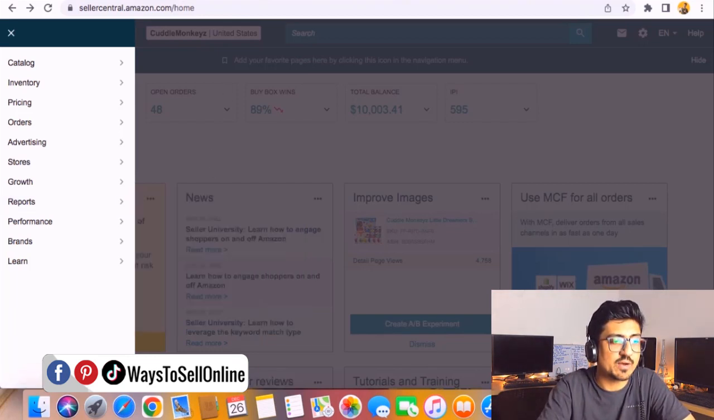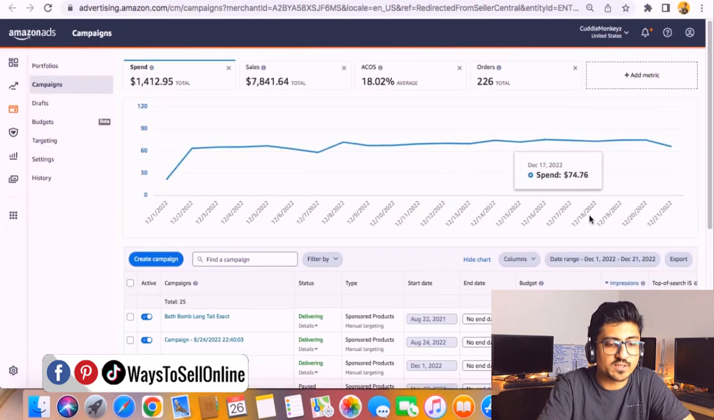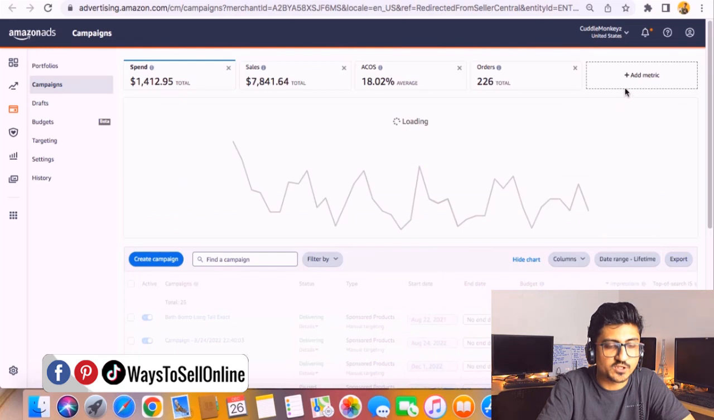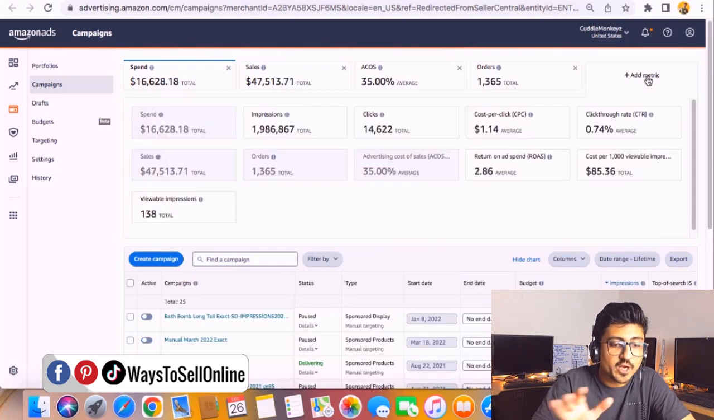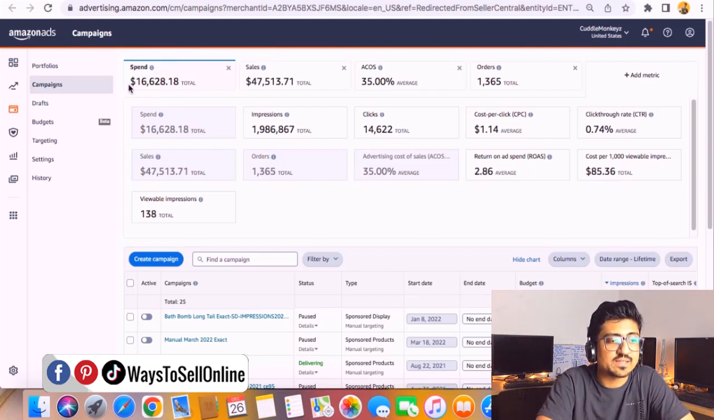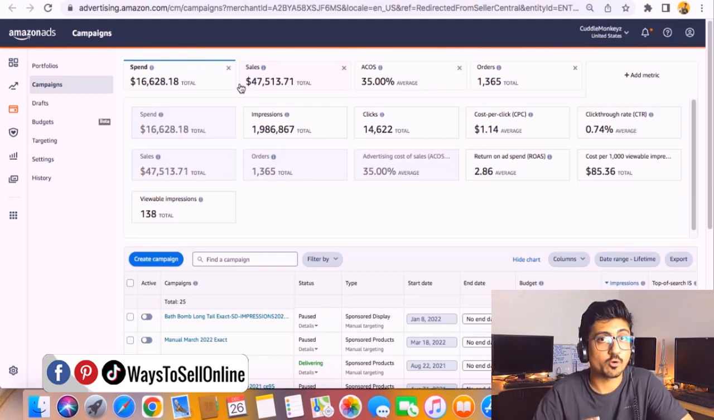So let's first go to advertisement manager, and here you can see that I can put the filter for the lifetime. And if I click on ad metrics, here you can see that this is the lifetime result of this account. Like you can see in lifetime, like in 1.5 years, because I started working on this account 1.5 years ago, the lifetime spend is $16,000. And you can see that against spending that $16,000, I got the sale of $47,000. So this is the sales which I got against PPC, but not the total sale.